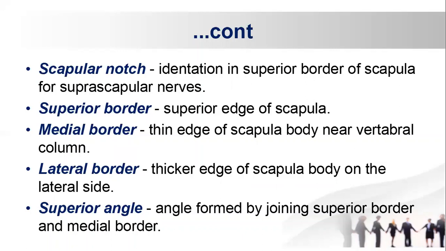Lateral border is the thicker edge of scapular body on the lateral side. The medial border is the thin edge, while the lateral border is the thicker edge of scapular body. And the medial border is just near to the vertebral column, while the other one is far away from the vertebral column, which means it is the lateral border.